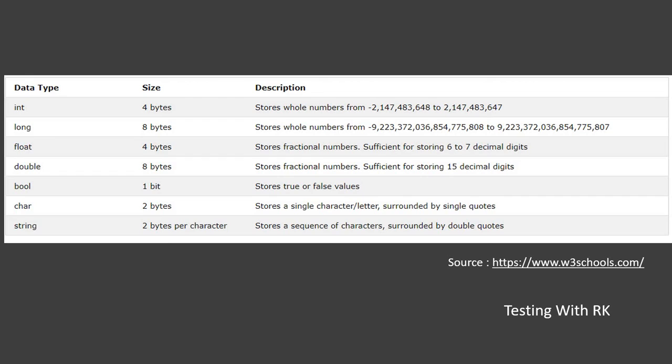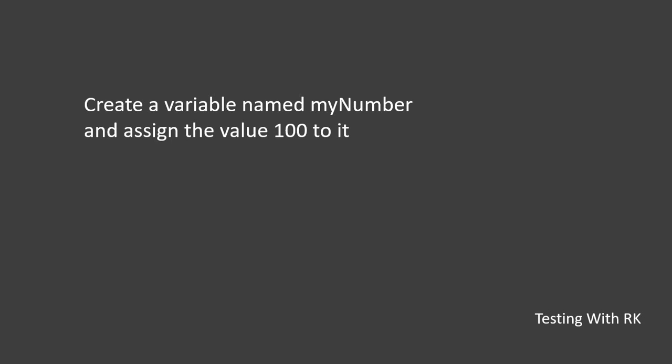On that note, I would recommend you to practice, but what we will do is take a quick quiz on what we have learned so far. I want you to create a variable named myNumber and assign a value of 100 to it. Pause this video, write your answer, and when you're ready, play it again. So the answer is int myNumber 100. Int is the data type, myNumber is the variable, and then the value 100 is assigned to it.